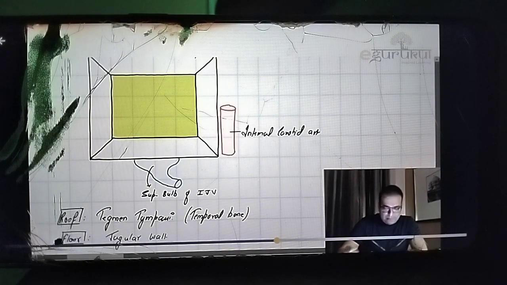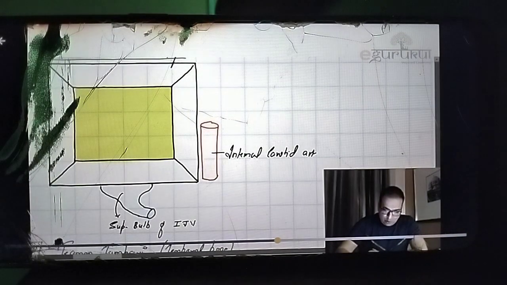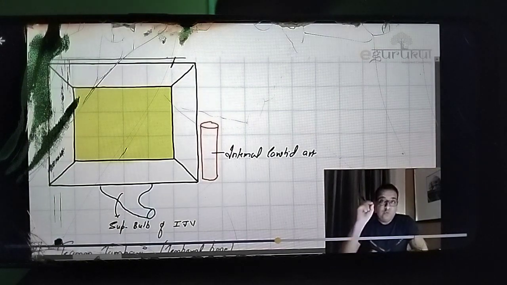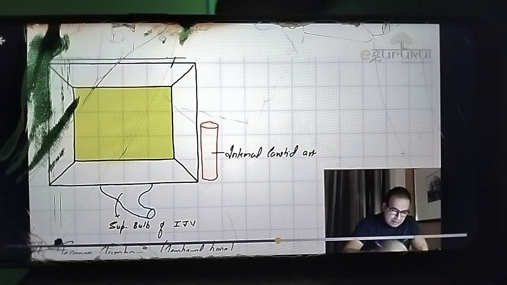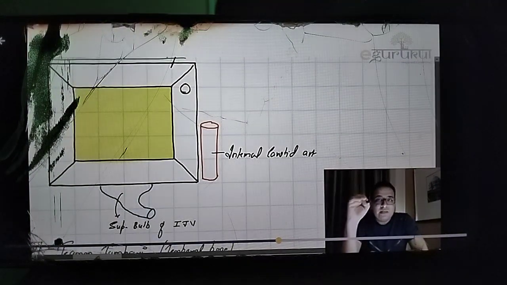Internal carotid artery. This is the anterior wall I'm talking about, right? And that's the lower part. And the upper part of the anterior wall has two very important openings. Now the opening that you see in the upper part here is basically transmitting a muscle inside the middle ear, and that muscle is the tensor tympani.